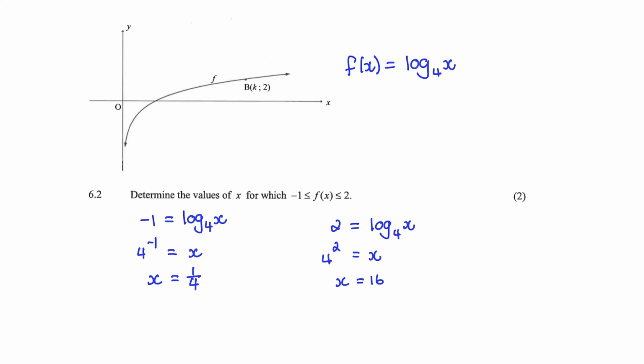And in the previous question, we found that when the y value is equal to 2, the x value would be equal to 16. So therefore, the values of x for which this inequality holds is x must be bigger or equal to a quarter, and x must be smaller or equal to 16.